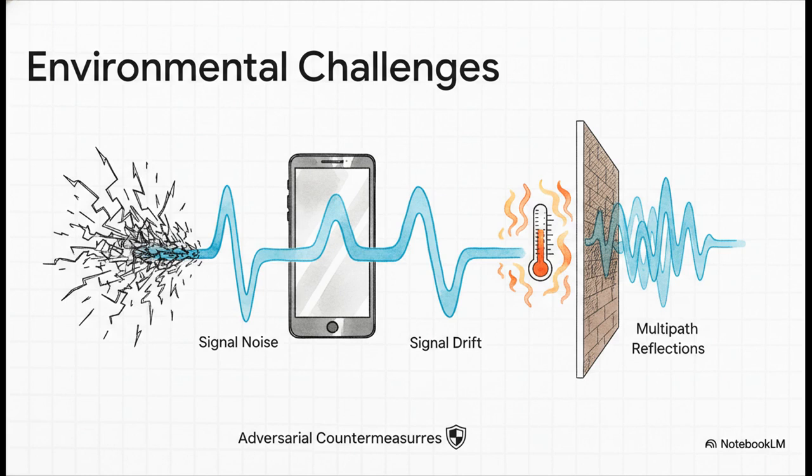This tech is really sensitive. In the real world, things like temperature changes can actually make the signal characteristics drift a bit, background radio noise can mess with the measurements, and signals bouncing off walls, what we call multipath, can distort the signature. So it's an incredibly powerful tool, but its reliability really depends on the environment.